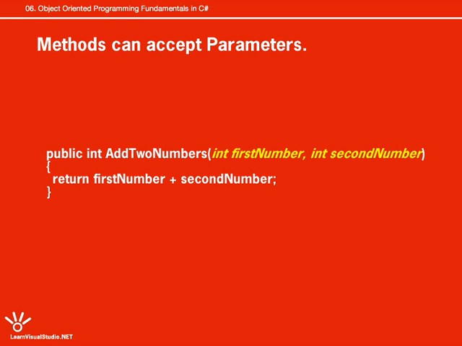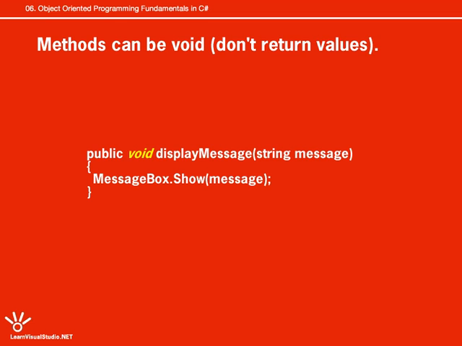And now in the body of the code block that defines that method, notice that I'm able to use the 2 parameters that were defined at the very beginning, first number plus second number. And as you can see from this example, a method can also return a value or not return a value. If a method doesn't return a value when it's finished executing the code block, then it's referred to as a void method. And we use the void keyword in the method's definition.